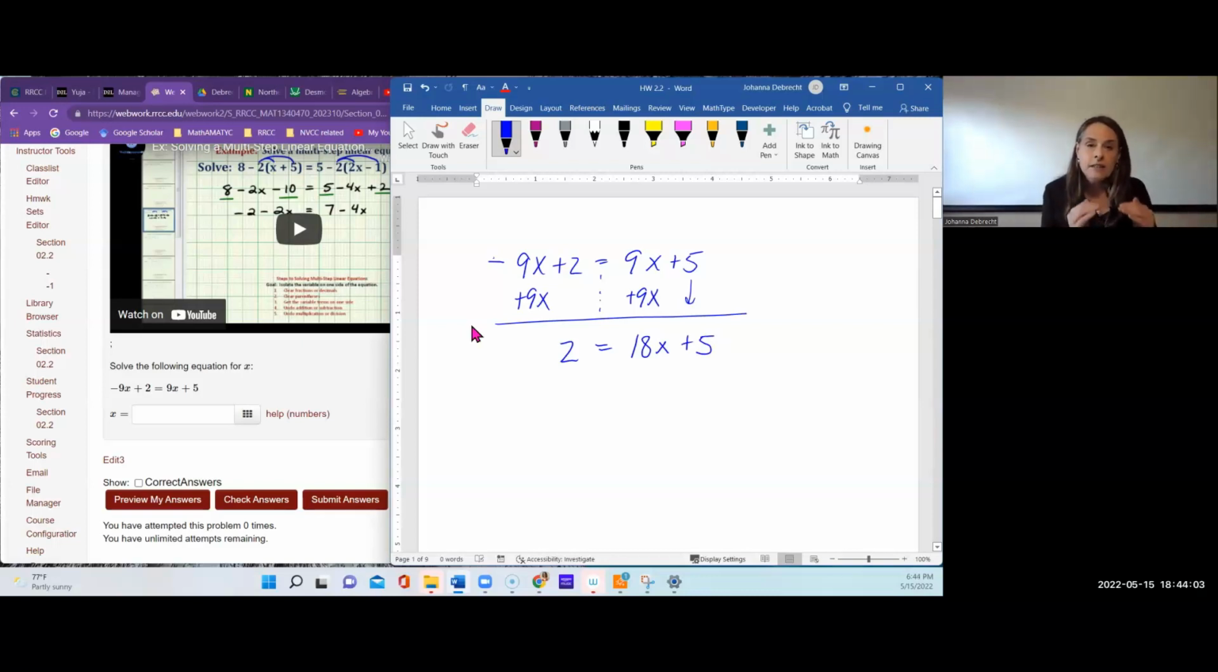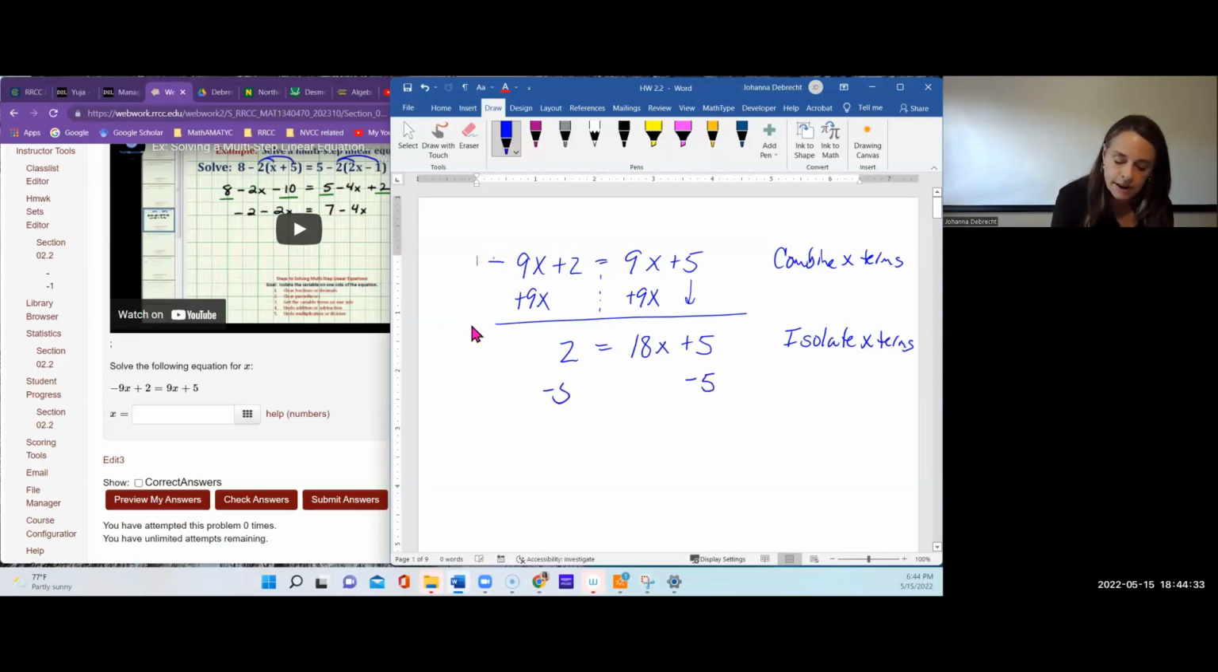Now we're trying to isolate the x's. And the first thing we did was get the x terms together. Now the 5 doesn't have an x, so we want to move it to the opposite side to get it away from the x terms. So what we're trying to do is isolate our x terms. In the first step, what we were trying to do was combine our x terms. Now we're going to do the opposite of adding 5, which is subtracting 5.